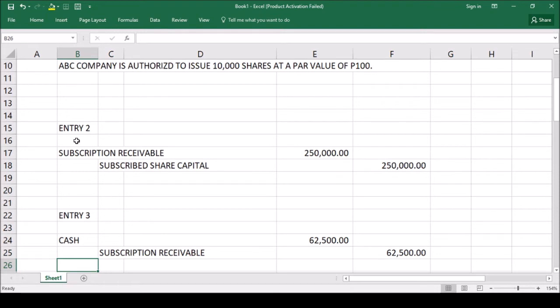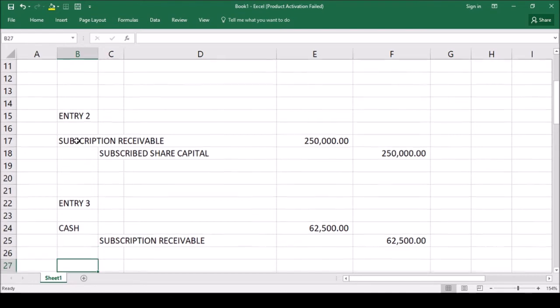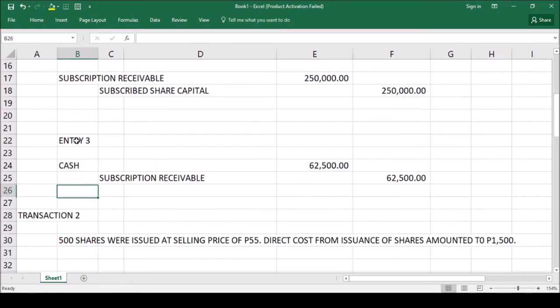Pwede po bang tumaas sa 25% na threshold value na sinasabi ng batas? Yes, pwede po. Kasi sinasabi lang naman at least 25% of the shares authorized to issue shall be subscribed by the incorporators, and then the 25% authorized, subscribed shall be paid, no? At least 25% of which. So, in this case, we have already prepared an entry for that.